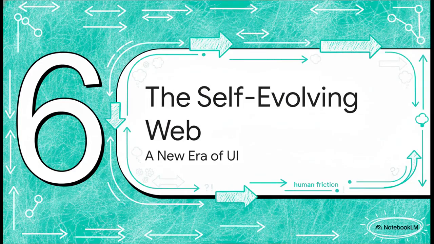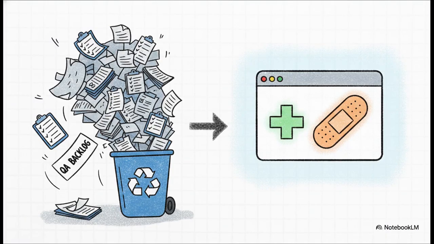Section 6. The self-evolving web, a new era of UI. So the crucial point is that we are stepping into a profound new reality here. Websites are no longer just these static digital brochures that require tedious manual maintenance for every single flaw. They can now literally evolve their own interfaces in direct response to human friction.